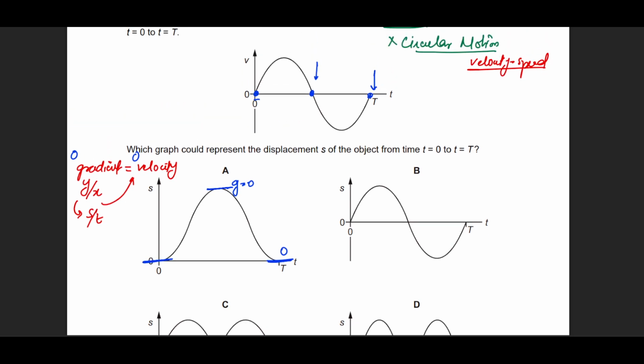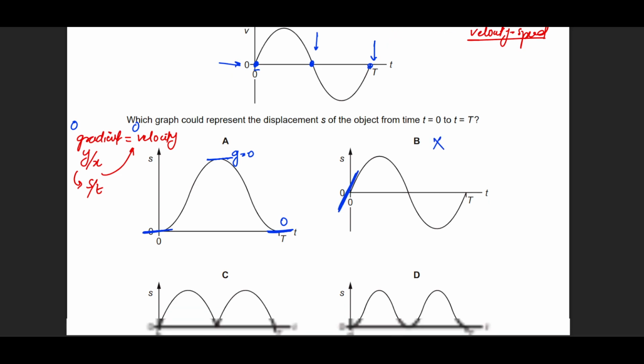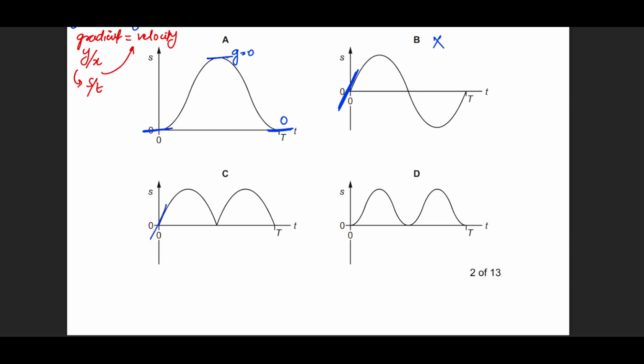But let's compare option B. You see, at the very beginning, when the speed is 0, at this point, the gradient should be 0. But in B, we see that the gradient has a positive value. So this will be rejected to begin with. In C, again, initially the gradient is a non-zero value. It will be rejected.